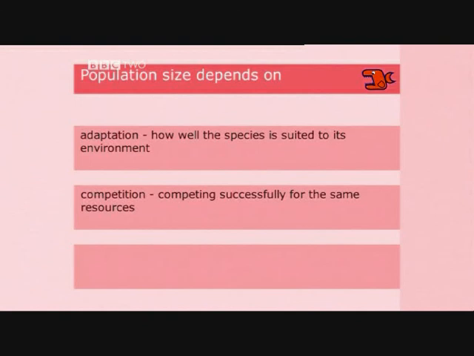The population size of any species is controlled by three main factors: adaptation, how well the species is suited to its environment; competition, how successful species are in competing with other species for the same resources, food, water or shelter; predation, how predators affect the size of the population and how many there are.